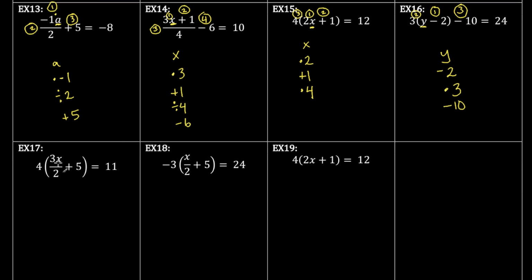All right, so in this equation, we start off with x. We multiply by 3. Well, I guess I'll put a 1 there. First step is to multiply by 3. And then we divide by 2. And then we add 5. We do everything in there. And then we multiply by 4. And we get 11.